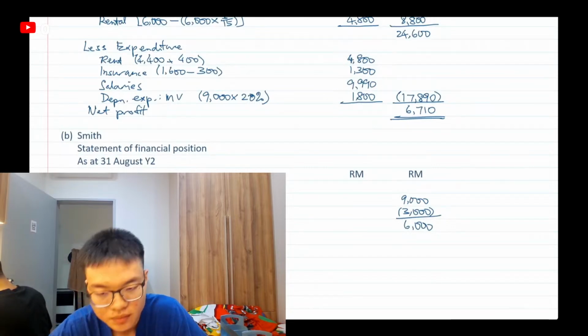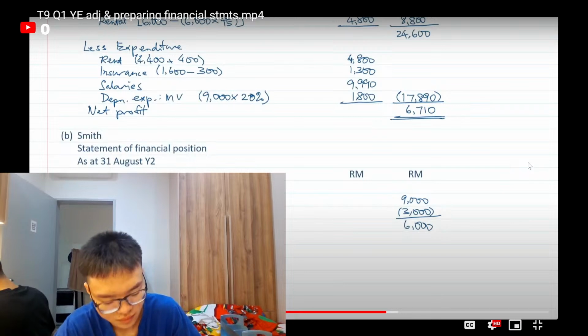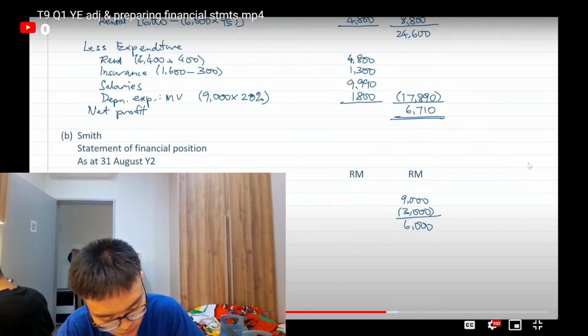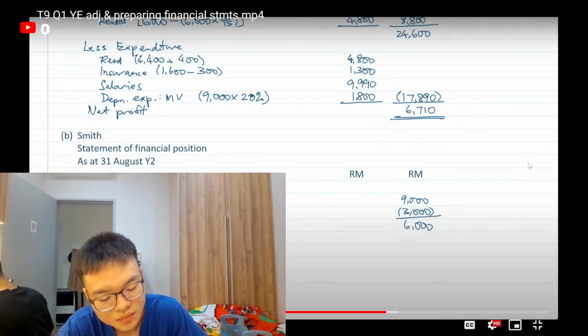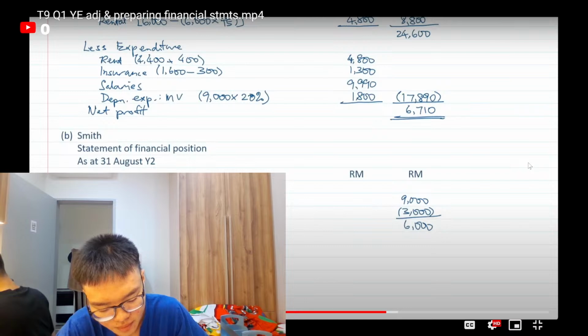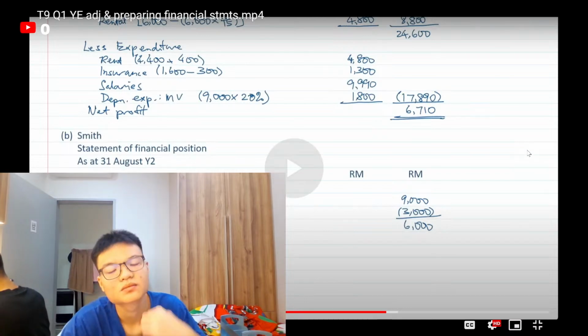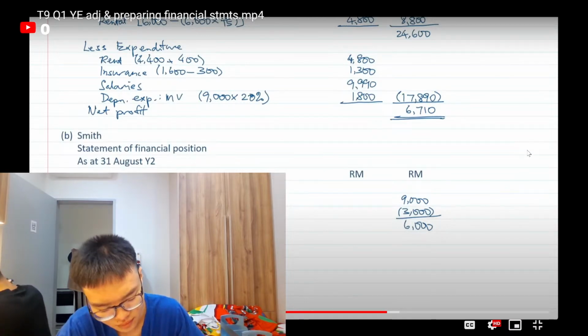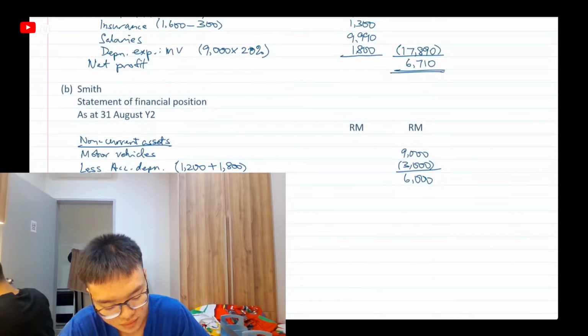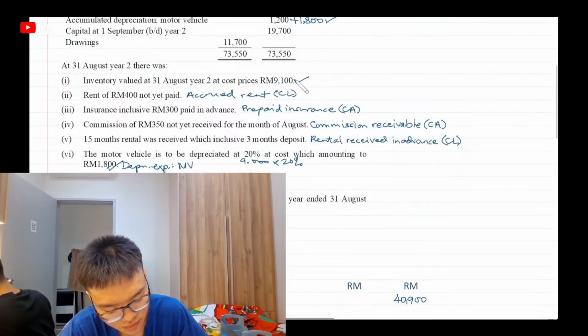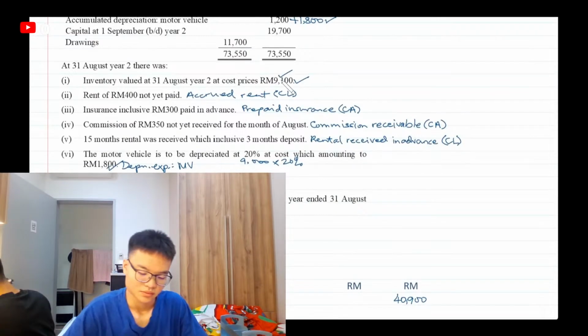Next, we have current assets. Remember, current assets must be in a certain order. We start with inventories. The inventories must be as at 31 August, closing inventories for the year. Closing inventories for the year is given here in note number 1, 9,100 ringgit.